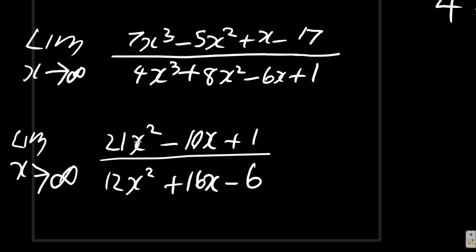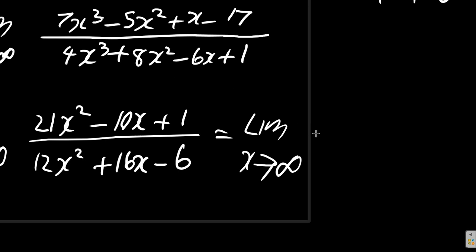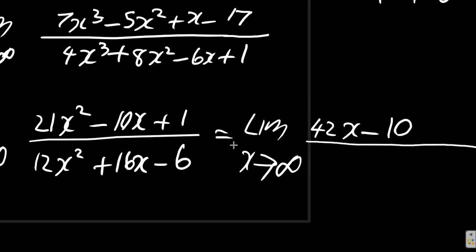When you put infinity there, you would have infinity over infinity. Now, still indeterminate, so you continue. This is equal to the limit as x tends to infinity of, differentiate again. So what you have? 2 times 21 is 42x minus, differentiate 10x, you get 10, over 2 times 12 is 24x plus, differentiate 16x, you get 16.